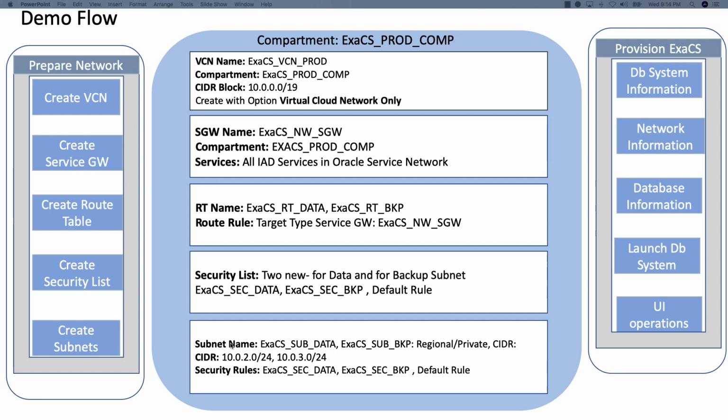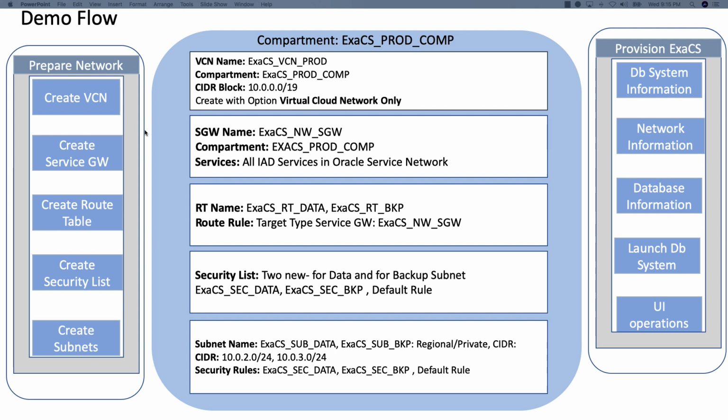Let's talk about the demo flow. First thing, we will prepare the network. As part of that, we will create a VCN, and that will include a CIDR block of our choice. In this example, I am going to use 10.0.0.0/19. The only thing you have to keep in mind is the subnets will also require a contiguous CIDR block, and it should be a subset of the VCN CIDR. While creating a VCN, we will use the option virtual cloud network only.